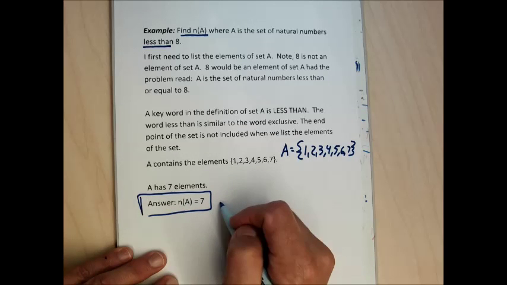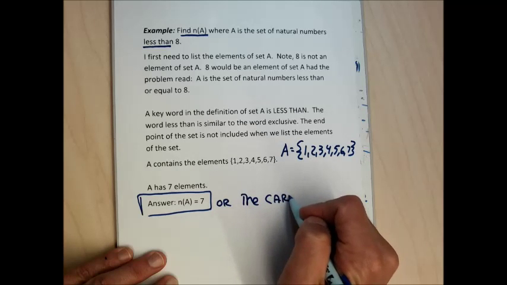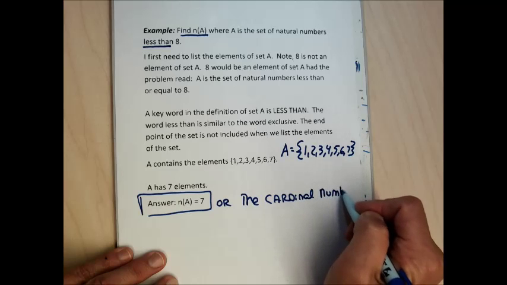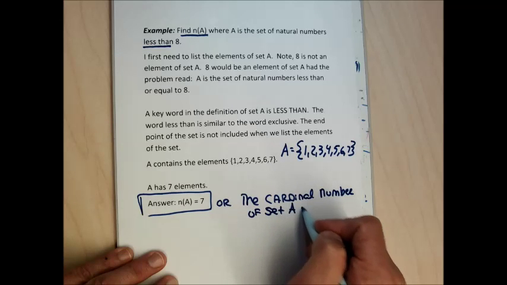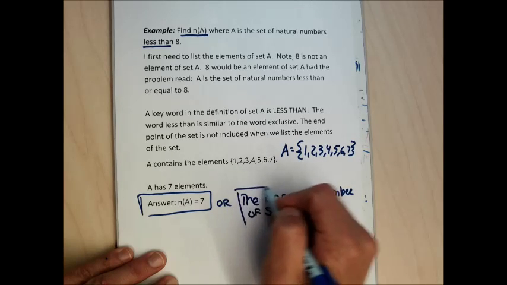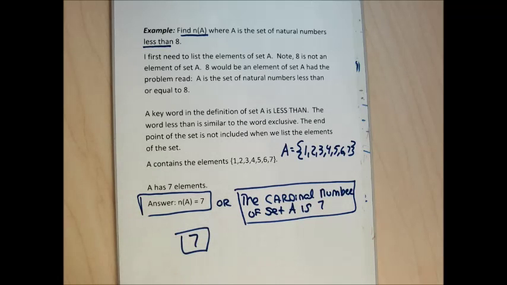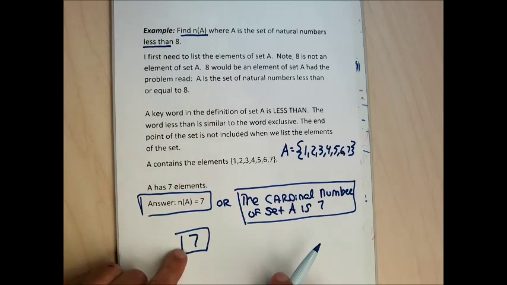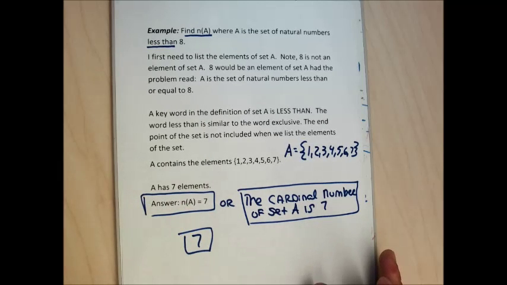For my answer, I could have said the cardinal number, which is the same as saying the number of elements in a fancy way. So this would be an equivalently good answer. Or if I was lazy, I might just write the number 7. That's probably what I'd be inclined to do. When they ask me to write the number of elements in a set, if I just include the number of elements in that set without any verbiage or symbols before it, I'm okay with that.